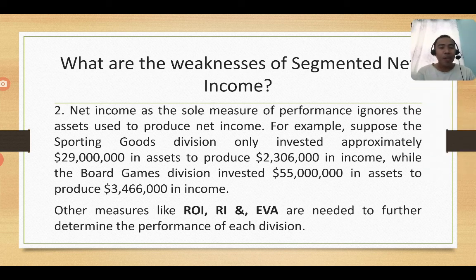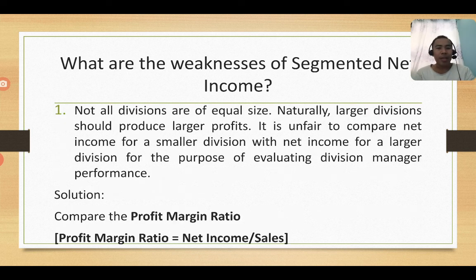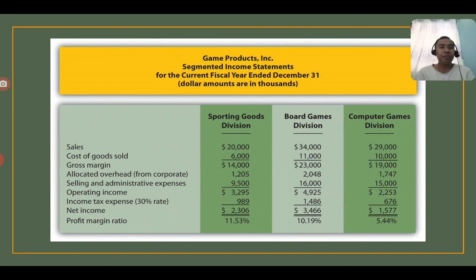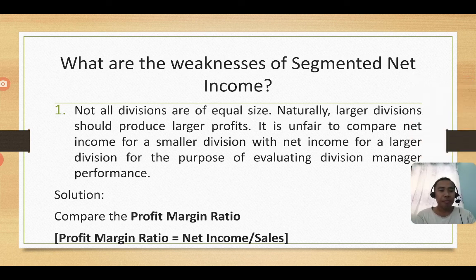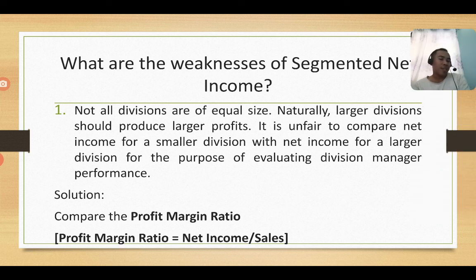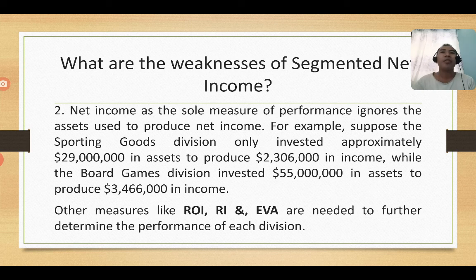Now, there's another weakness of the segmented net income. The second one is that net income as the sole measure of performance ignores the assets used to produce net income. For example, the sporting goods division only invested approximately 29 million in assets to produce 2,306,000 income, while the board games division invested 55 million in assets to produce 3,466,000 income. So the computation of the segmented net income ignores the investment in assets.